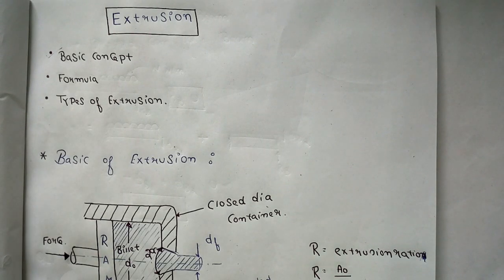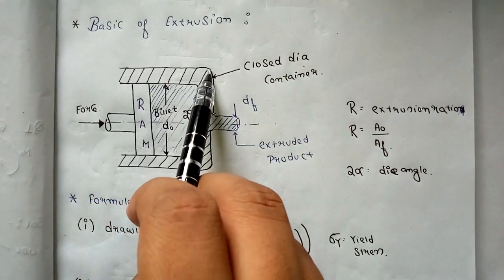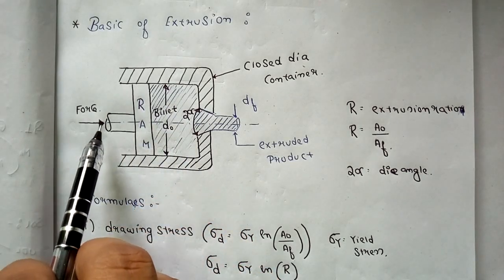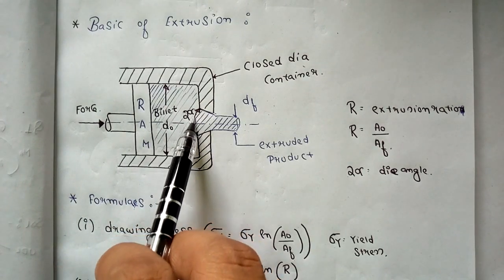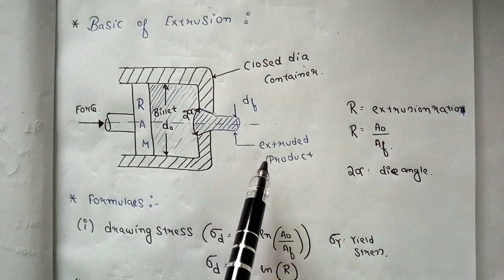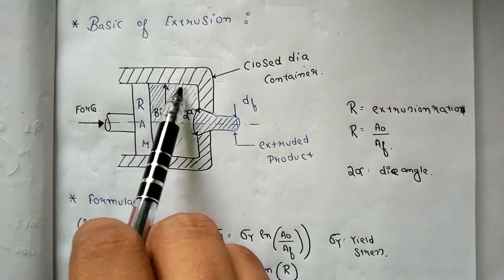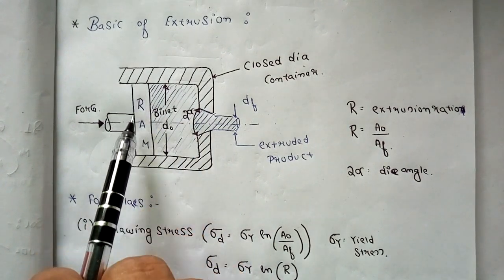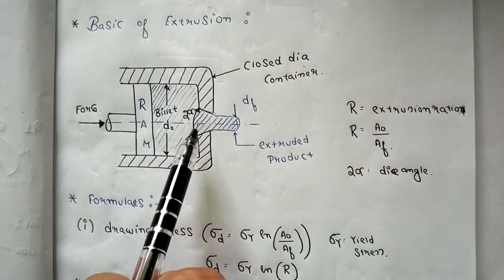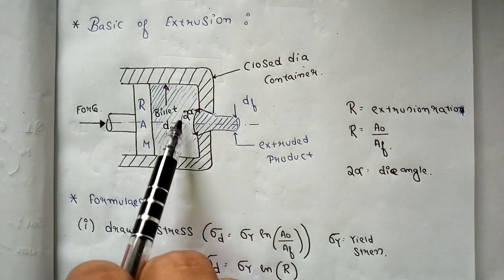So first of all, let us discuss the basics of extrusion. As you can see, here is a closed die container, inside which there is a billet, and here is a ram through which we are giving force, right? And we are getting our desired output, the extruded product, from this hole. Again, I am explaining: it is a closed die container, inside it is a billet, and here is the ram. This ram gives force to the billet, the billet passes through this tiny hole, and through this hole we get our extruded product. The extruded product is of the same material as the billet, right?